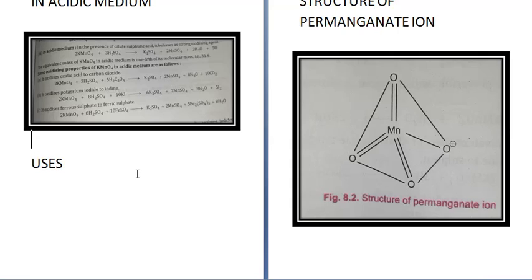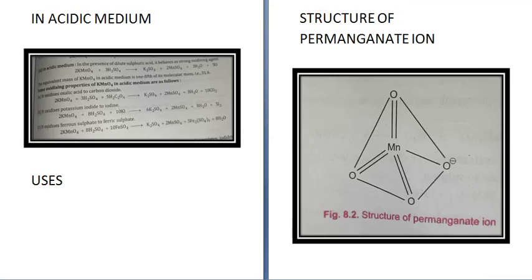Now the next thing which you have to study is the structure of the permanganate ion. Manganese in MnO4-, it undergoes sp3 hybridization, and hence the 4 oxygen atoms are arranged tetrahedrally. They form a tetrahedron around the manganese, and in this 3 are joined by a double bond and this one is joined by a single bond, so it has a negative charge. So this is the structure of the permanganate ion.